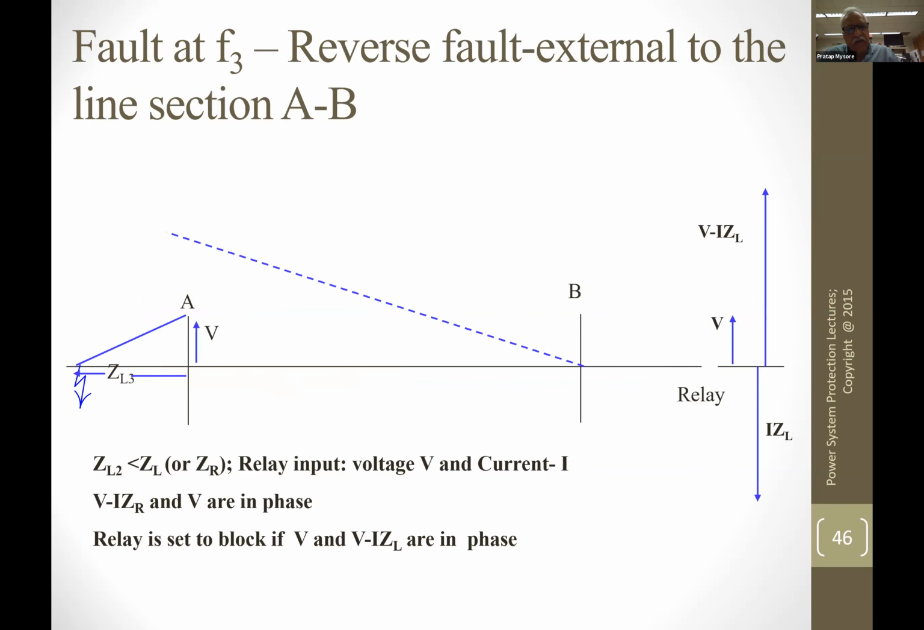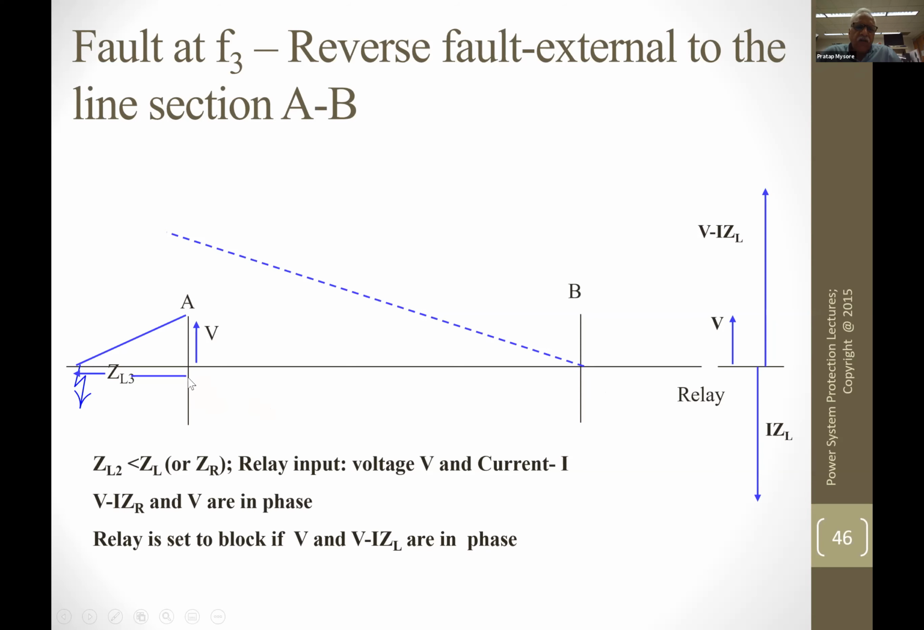Now we look at the external fault. The current that is flowing through the relay is reversed because it is fed from the remote end B towards the fault. So IZL is essentially in the opposite direction when compared to the voltage V, which is essentially the fault current multiplied by this impedance ZL3, right? So the V minus IZL vector will have a magnitude which is greater than V, and also it will be in the same direction. So even in this case, if the fault is behind the relay, we see that these two vectors are in phase. And we also found that if the fault is outside the protected zone, outside the set reach, then these two voltages are in phase.